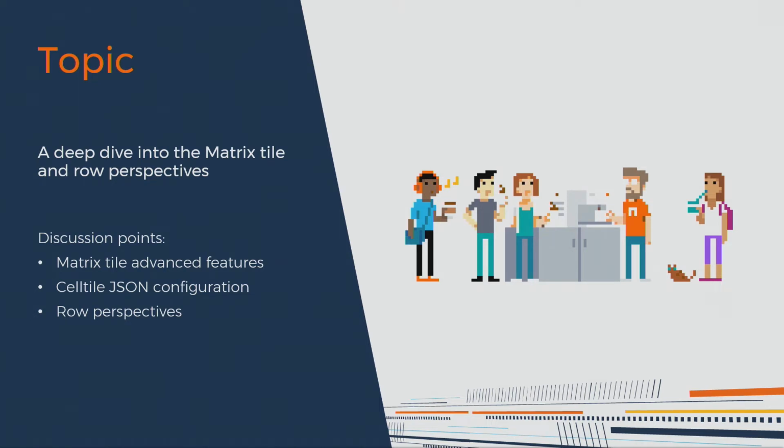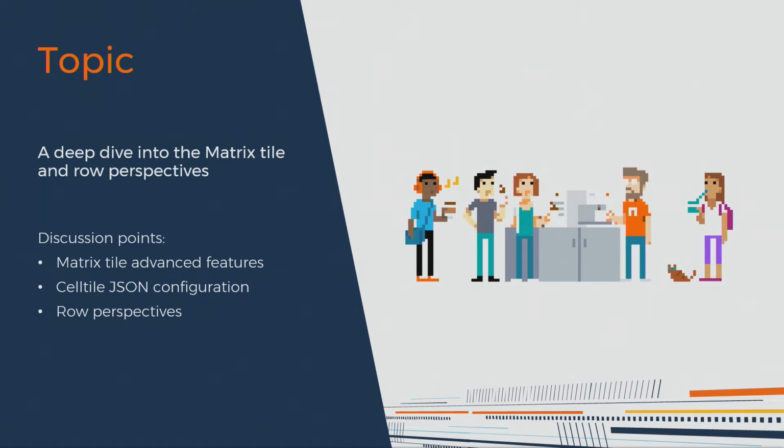So we're going to look at some of the matrix tile advanced features, some of the stuff that you can do that makes it really powerful in terms of customizing the layouts. We're going to look at the cell tile JSON configuration in depth. Previously on the V4 release webinar and also on last week's V4 training webinar, we always took a cursory high-level glance at this stuff, like pasted it in and never really gone through it. But now we're actually going to step through this stuff and tell you exactly what everything does.